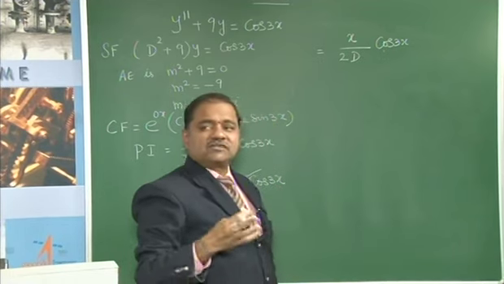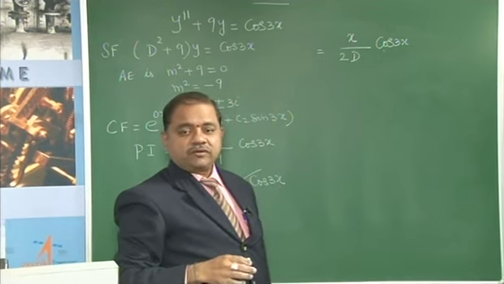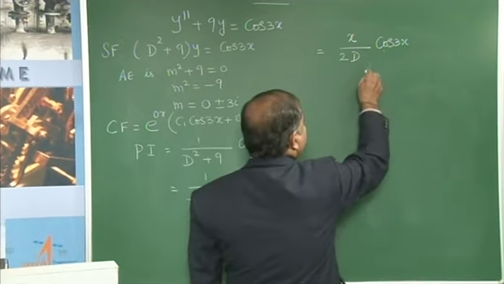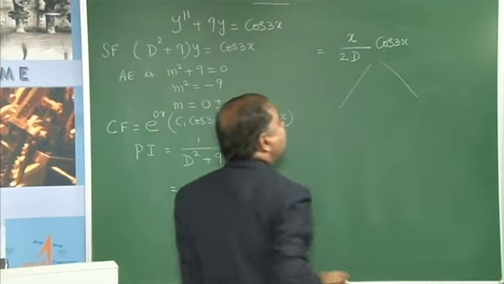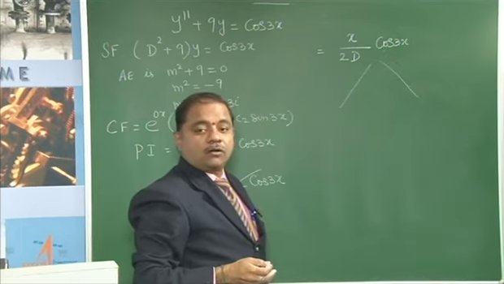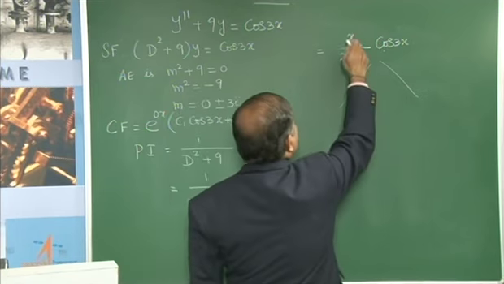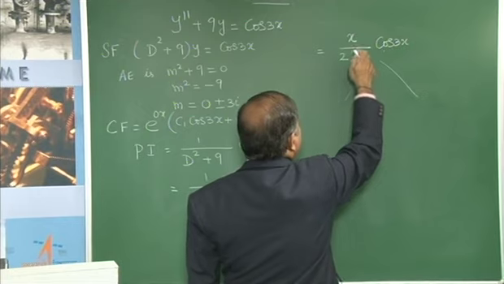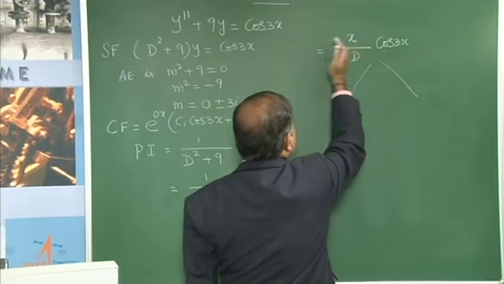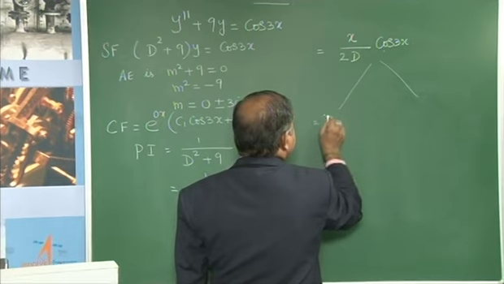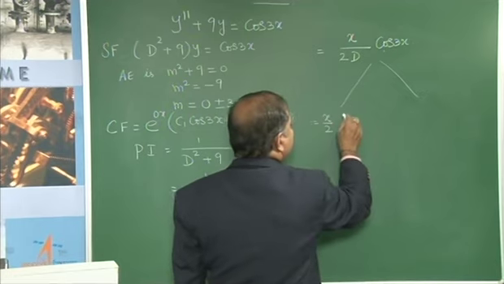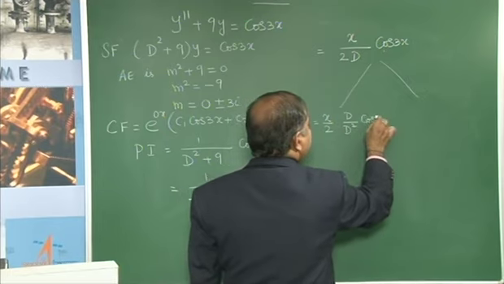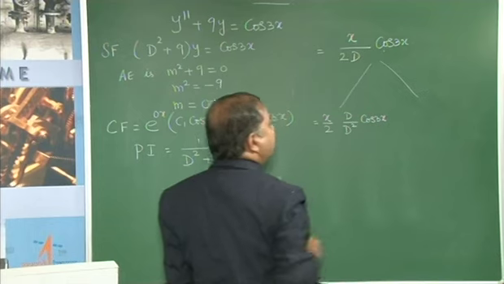See, there are two ways to answer this. Whichever is easier for you, you can choose it. Be careful, there are two ways to find the solution afterwards. What we can do, multiply by D in the numerator and one D in the denominator. Please note that this x by 2 is separated out. So that means I can write x by 2, numerator is D, denominator is D square, cos 3x. There are two ways to find it.